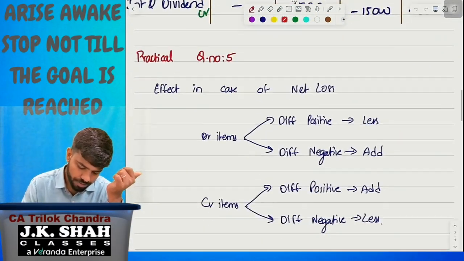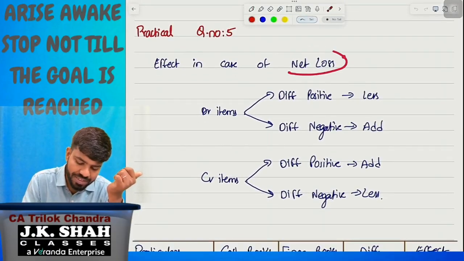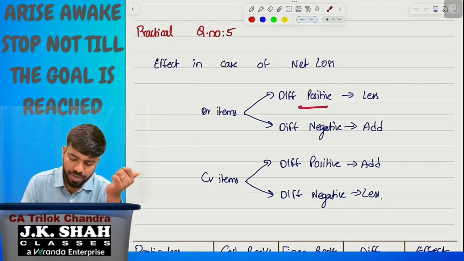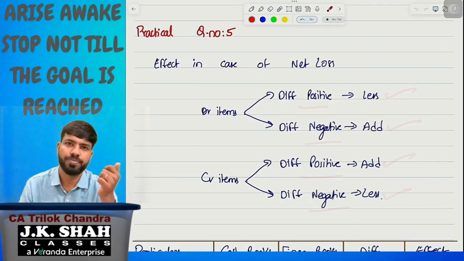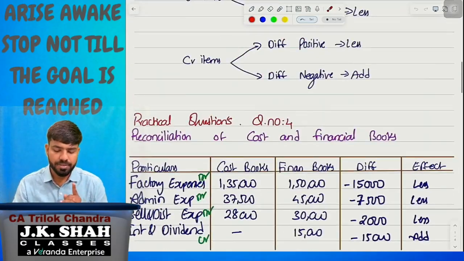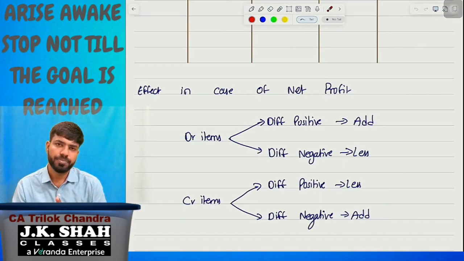Okay, look here. Practical question number 5. When it is a net loss, positive less, negative add; positive add, negative less is the opposite, when there is a loss. If you remember this one thing, it will become easy to remember the second one. Okay, now see here.